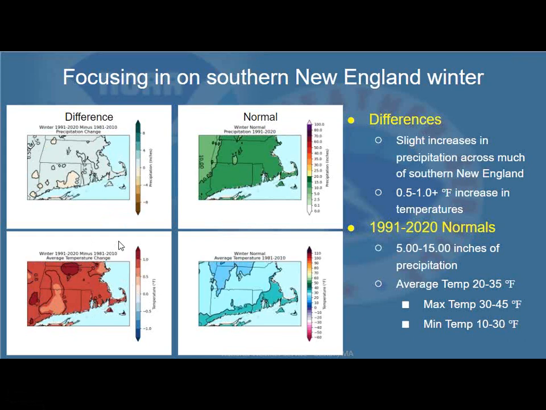So overall, the winters have been wetter, if not snowier, but also warmer. And later on in the discussion we can talk about the reasons why this may be the case.